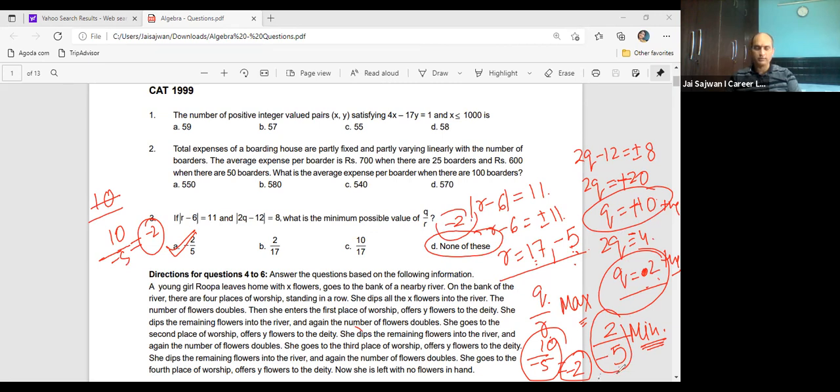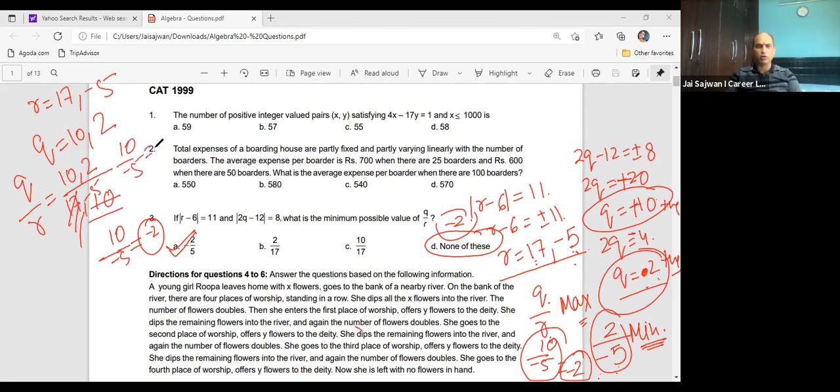Is it fine, everyone? I hope it is clear. R is coming out to be 17 and -5. Q is coming out to be 10 and 2. It is Q by R. Q will always be positive. You take 10 or 2, but R will be 17 or -5. So 17 I should not be taking. I will always be taking -5. So 10 by -5 will come out to be -2, and 2 by -5 will be coming out to be -2/5. Of course, -2 is less than -2/5.